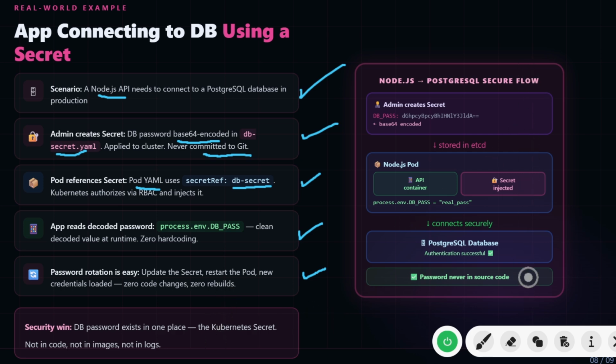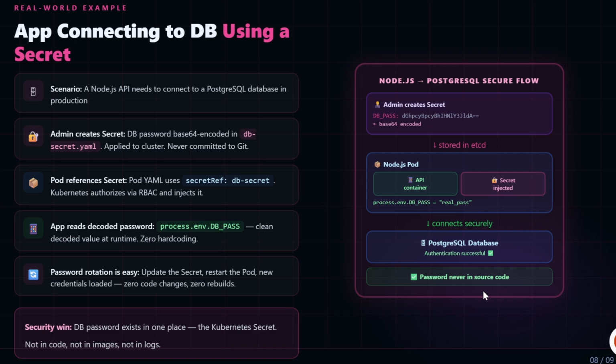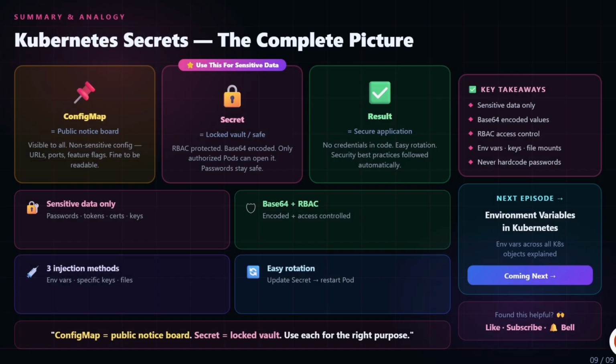Here is the flow of the example we just discussed, a diagrammatic representation of it. The user, I mean the admin, creates a secret, then it is stored in etcd, then it is referenced by the respective pod. Here we have the Node.js application pod, and then it connects securely to the corresponding database or application. Basically it will authenticate with the sensitive information we have configured and stored.